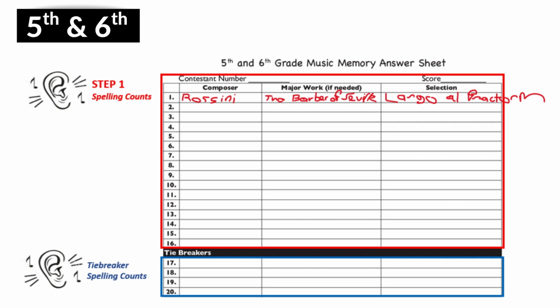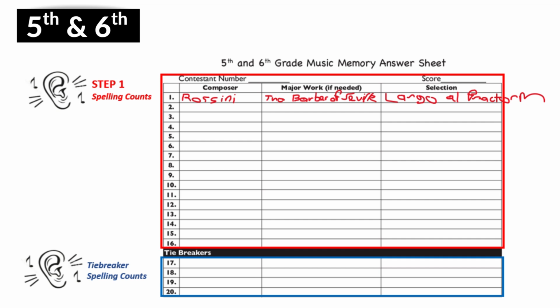The 5th and 6th grade division has 2 steps, and matching is no longer part of the test. Step 1 is the main listening test. Students will hear 16 clips, and for each one, they fill in the composer name, major work if needed, and selection on the answer sheet shown here. Spelling counts for all parts of the answer.